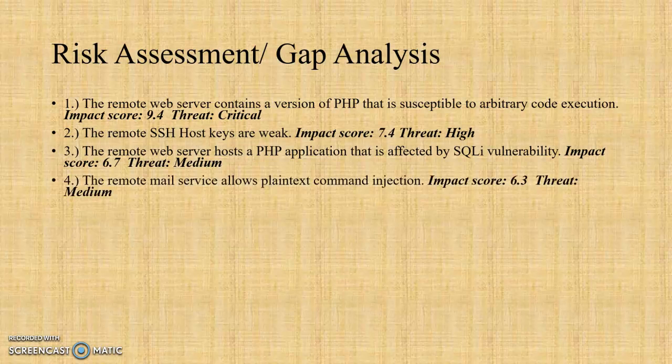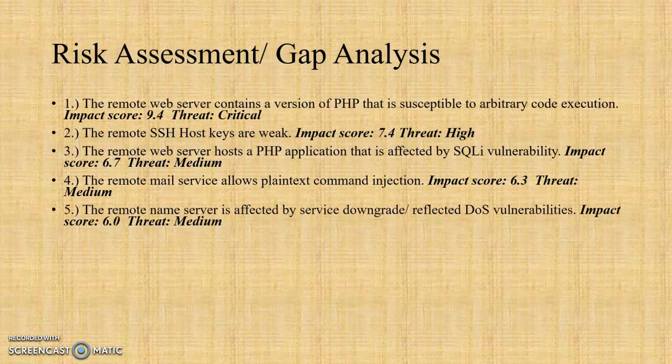The fourth vulnerability is the remote mail service allows plain text command injection. The impact score is a 6.3 and the threat is a medium. An attacker could steal a victim's email or associated SASL, simple authentication and security layer, credentials because the remote SMTP service contains a software flaw in its STARTTLS.